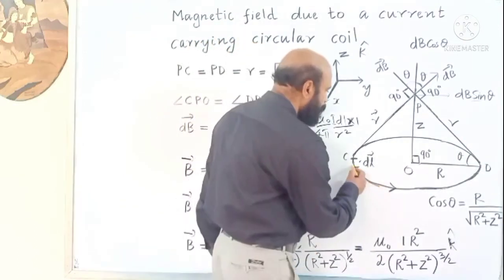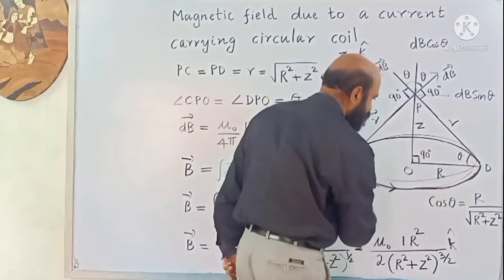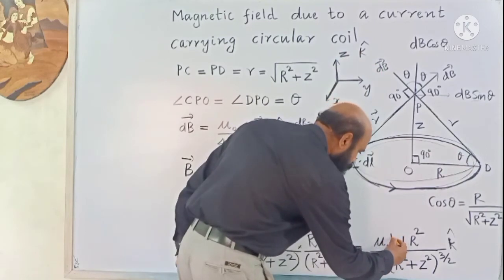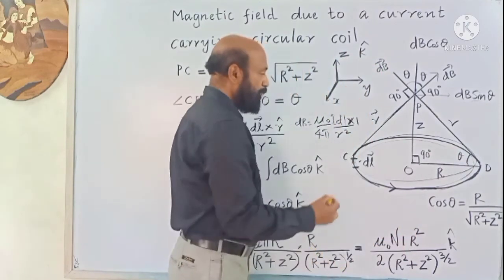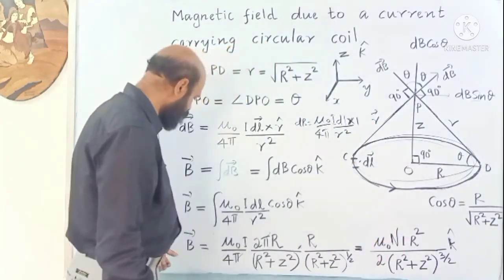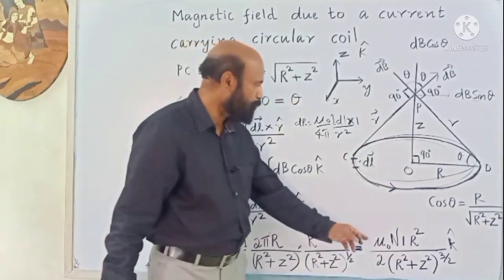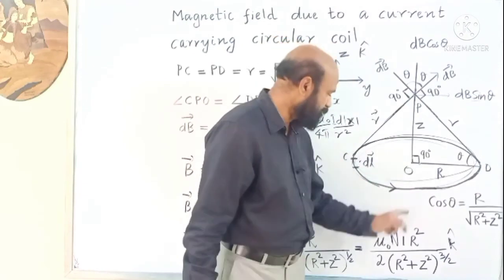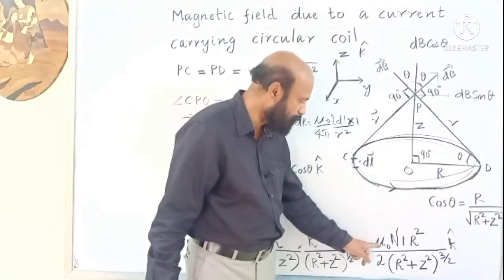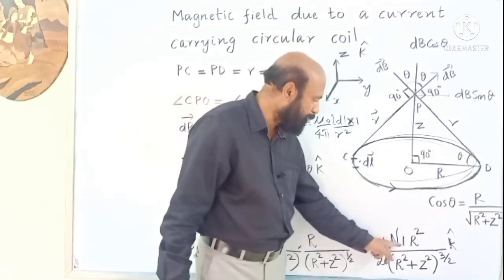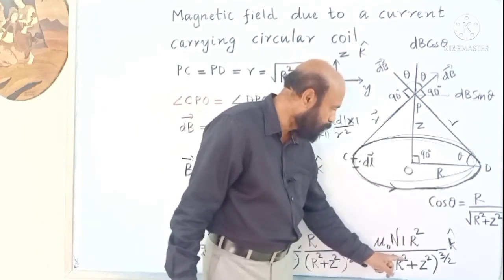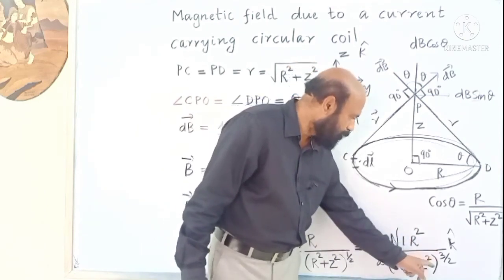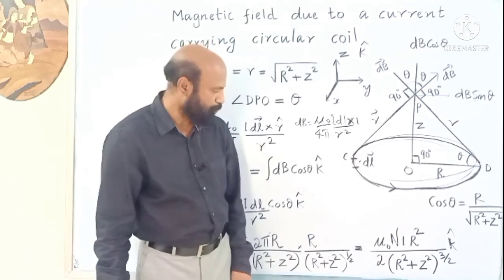If there are many turns, we have to multiply by n, where n is the number of turns. So the magnetic induction due to a coil with many turns is given by this formula: mu 0 n I R square divided by 2 times R square plus z square all raised to 3 by 2.